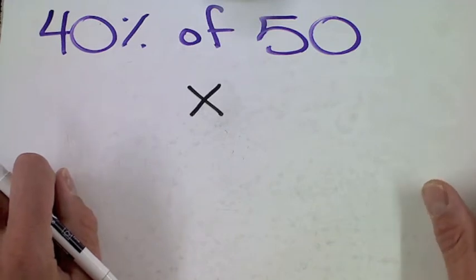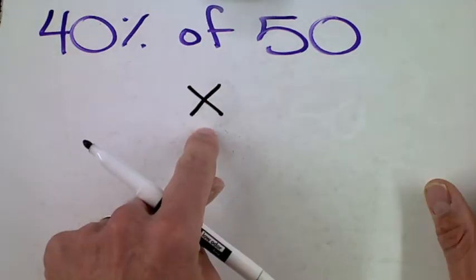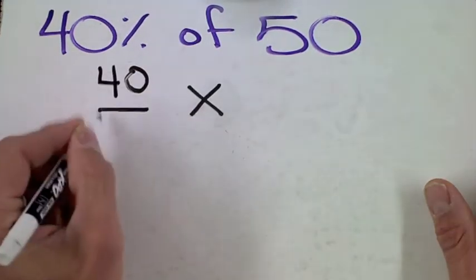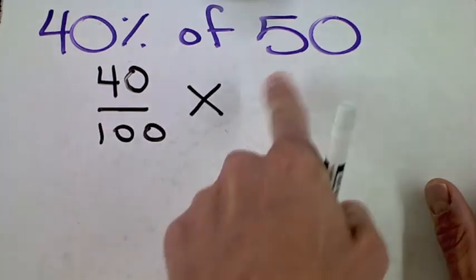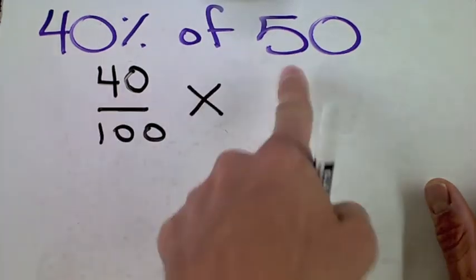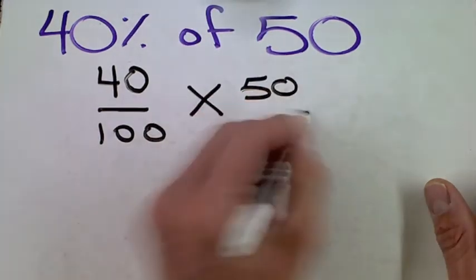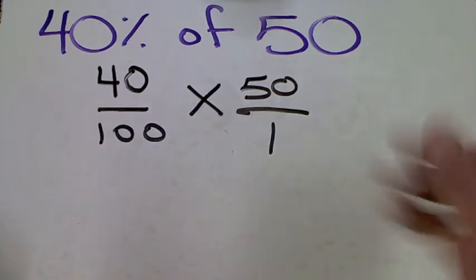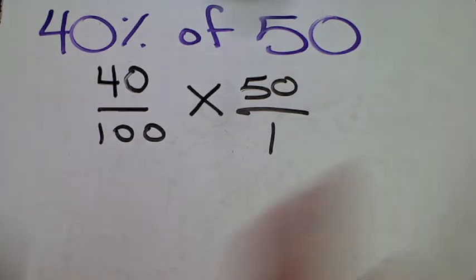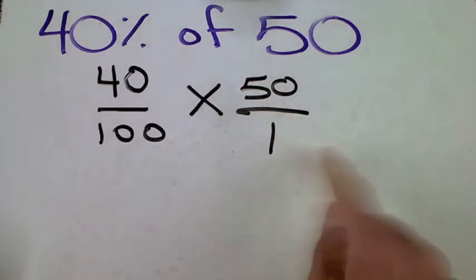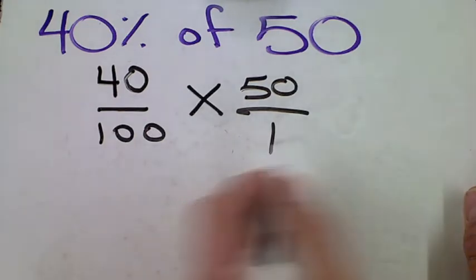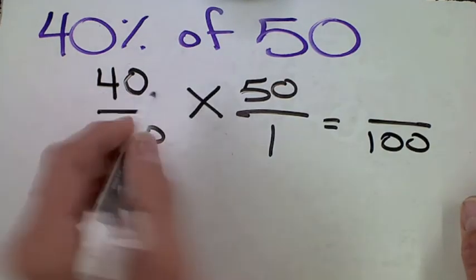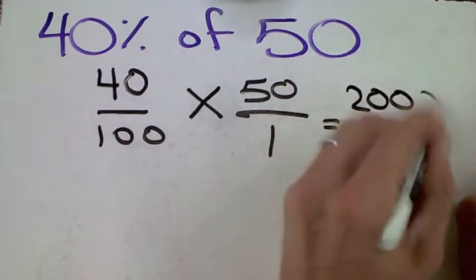So what we have to do is rewrite our problem. I've already rewritten of as multiplication. 40% as a fraction could be written as 40 over 100. We don't like to multiply fractions times wholes, so we could change 50 to 50 over 1. That's how it would be written as a fraction. It's still worth 50, it just looks different. And with multiplying fractions, you just multiply straight across. So on the bottom, 100 times 1 is 100, and on the top, 40 times 50 is 2,000.